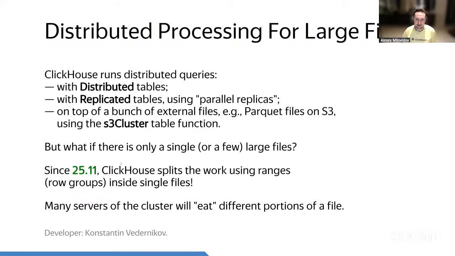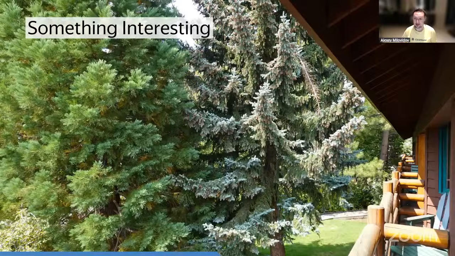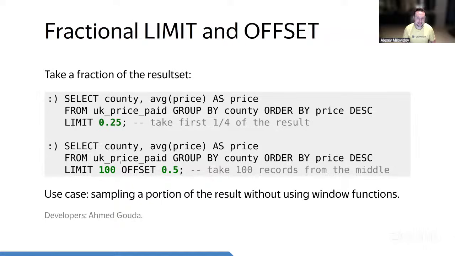Okay, now about more interesting features, even more interesting. And the first one is fractional limit and offset. Sounds quite obscure, but actually it's a good feature and you will find it really useful. Now, when you write limit, you can write not just the number of records, like limit 100. You can write a ratio of records, like limit 0.25, and it will take the first 1/4 of the result.